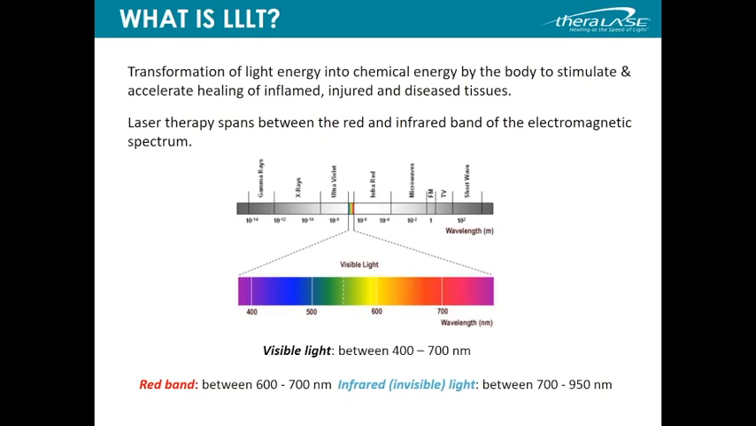So it's the transformation of light energy into chemical energy by the body in order to stimulate and accelerate the healing process. Laser therapy can actually span between the red and infrared band of the electromagnetic spectrum. Theralase uses two distinct wavelengths of light. We use a 660 nanometer visible red light and a 905 nanometer invisible infrared light.